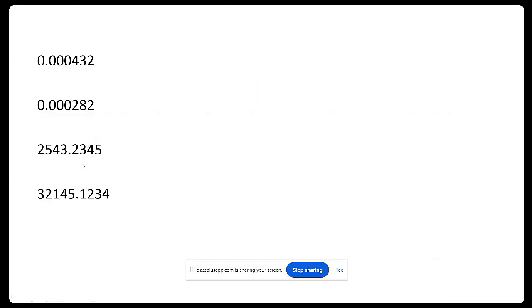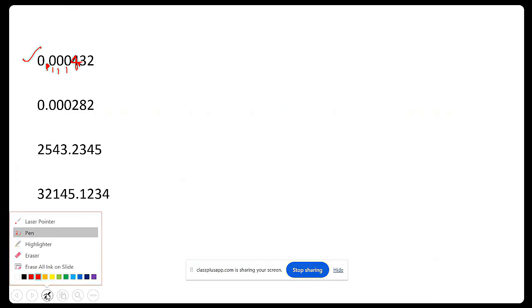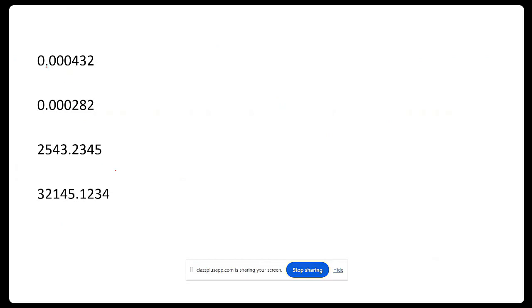Let's take the first question. Here 0 is there, but the point should be after the first non-zero digit. That means it has to be here: 4.32, because 4 is the first non-zero digit. Next to the 0s, after 4, which is non-zero, the point has to move towards the right direction. In this way the point is going to be moved 1, 2, 3, 4 places. So the order of magnitude must be minus 4.